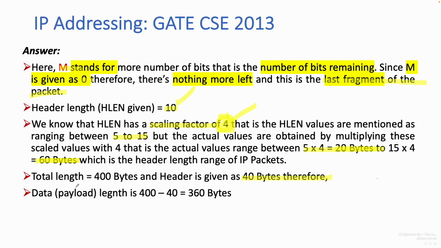So total length given is 400 bytes and the value of header is given as 40 bytes. So what is total length? Data plus header. So if the header is 40 bytes and total is 400 bytes, that means the data is 400 minus 40, which is 360 bytes.